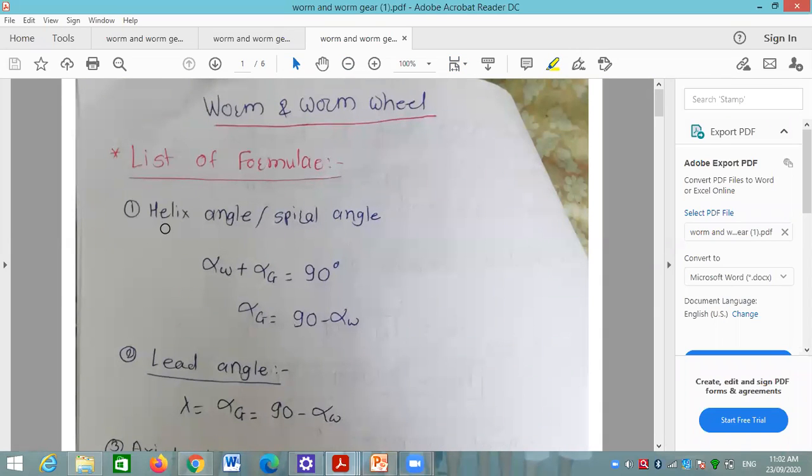The first formula is for the helix angle, which is also called the spiral angle. Here, alpha W is the spiral angle. Worm and worm wheel is one type of spiral gear, so we can use both helix angle or spiral angle. Alpha suffix W is the helix angle for a worm. We all know that the worm is the screw type part and the worm gear is the gear type part. So the summation of the helix angle of the worm and the helix angle of the worm gear is equal to 90 degrees. Alpha G, the helix angle for a gear, is equal to 90 minus the helix angle for a worm. This is the first formula, required to find the helix angle or spiral angle.